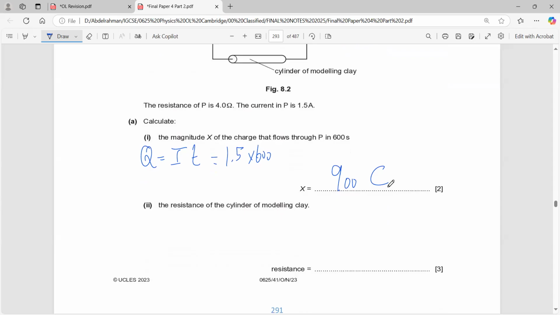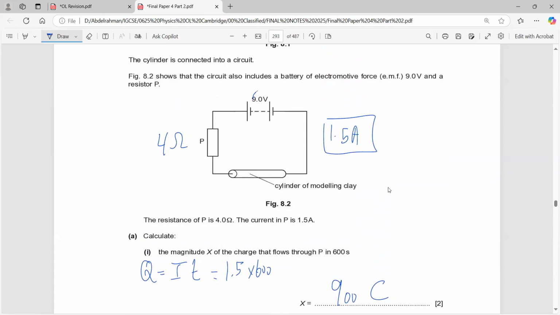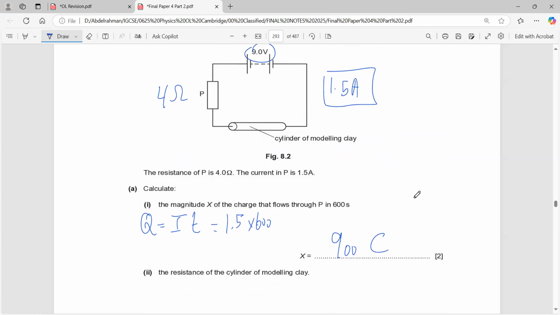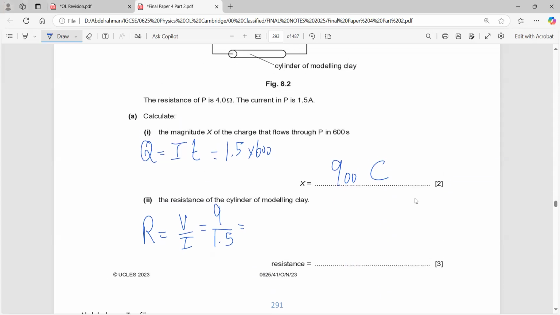The resistance of the cylinder. Can I find the resistance of this modeling clay? I guess so. Why? Because we have the total voltage and we have the total current. Can I find the total resistance? Yes. R equals V over I. The total voltage is 9 volts. The total current is 1.5 amperes. So the total resistance would be 6 ohms.